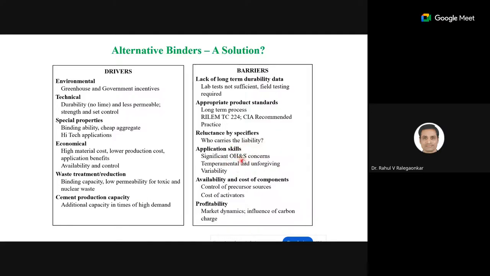Now, coming back to the applications of skills, where you have OSHA guidelines, then you have another important aspect which primarily focuses on the policy formulation which needs to be done for specific types of alternate binders which can be marketed in India separately.